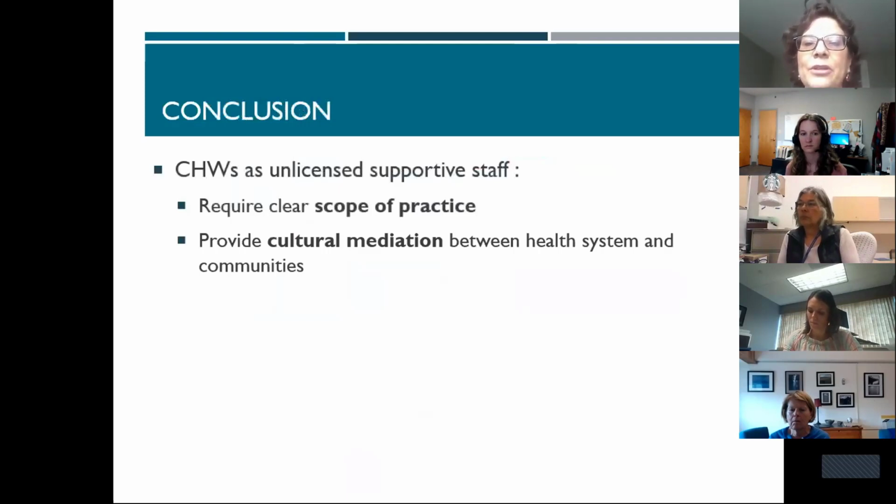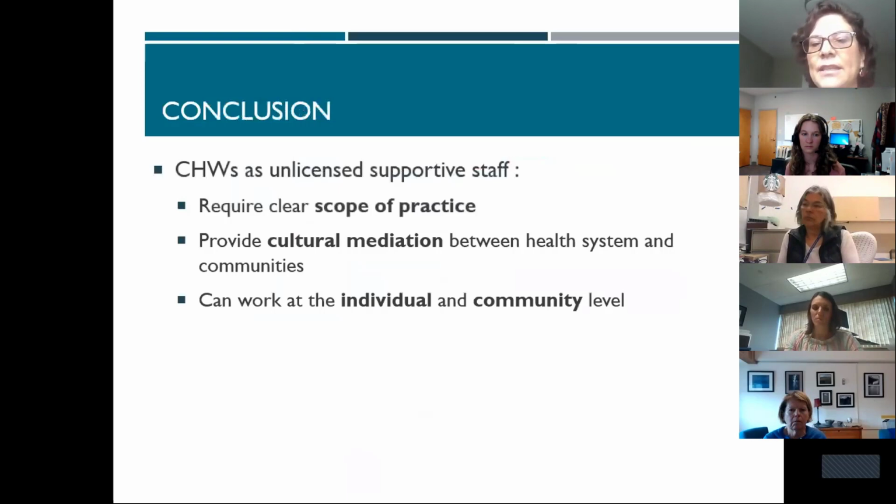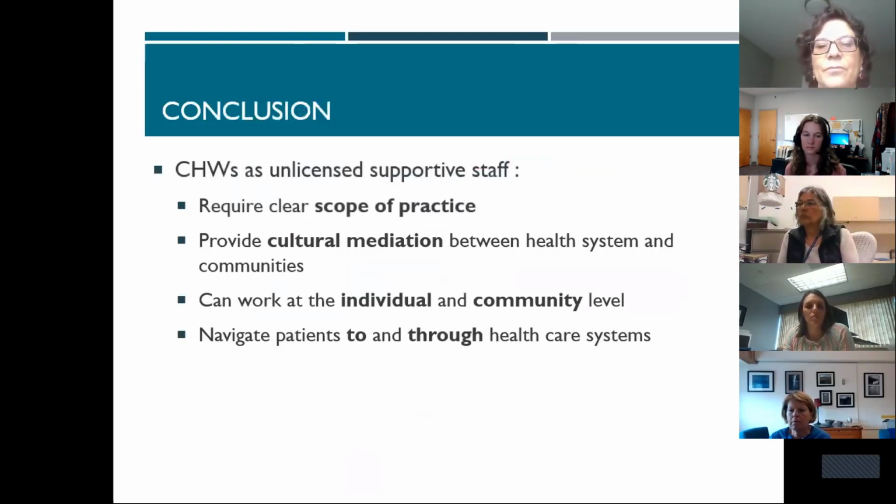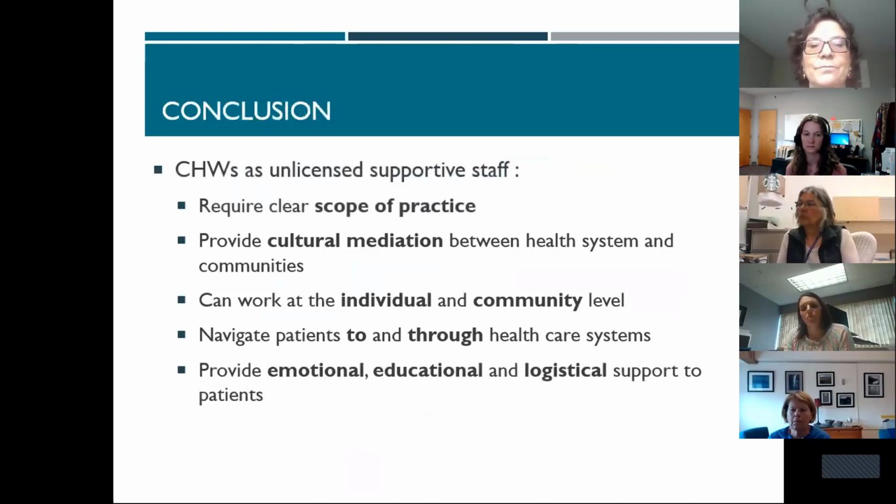The CHWs are really important in terms of cultural mediation between the health system and underserved communities. We see that historically they've worked both at the individual and the community level. And now community health workers are widely used to not only navigate people to a healthcare system for preventive care or acute care, but also through the healthcare system. And both of those require different skills and knowledge.